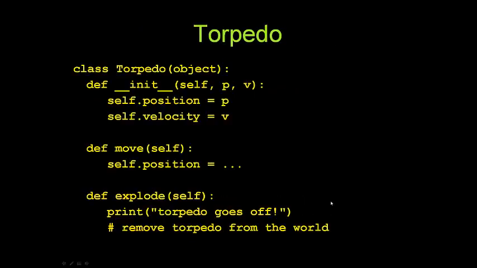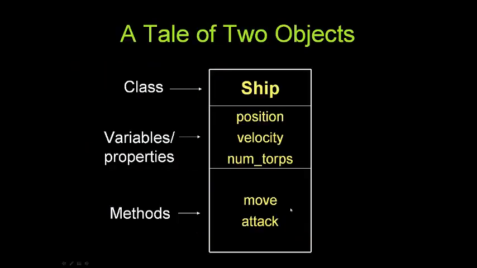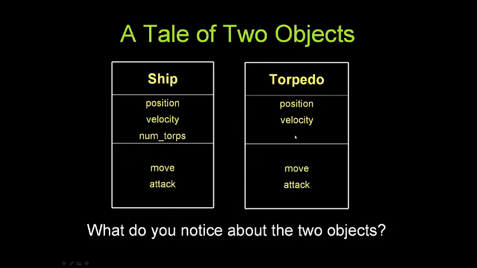Now, we can also have torpedoes. Torpedoes, similarly, you can have P and V, position and velocity. You can also move, you can also explode, right? And if you explode, it goes off. Now, it turns out that there are some interesting observations you can make. First is that this is the ship, right? The ship has got 3 state variables, position, velocity, and torpedoes. It has got 2 methods, move and attack, right? And the torpedo similarly has got position, velocity, and its two methods, move and attack as well.